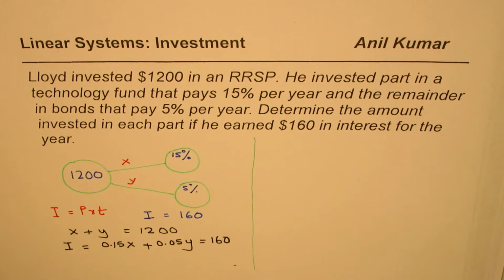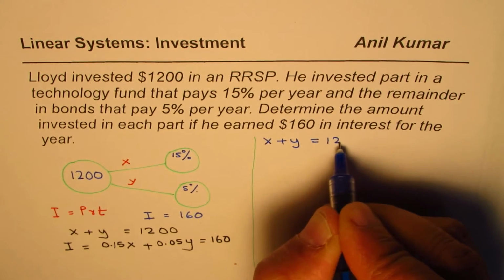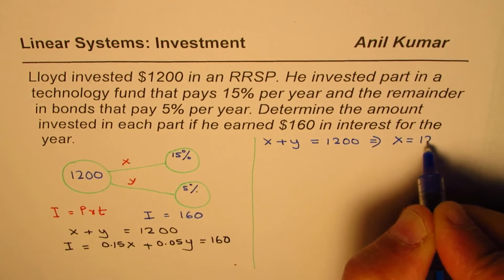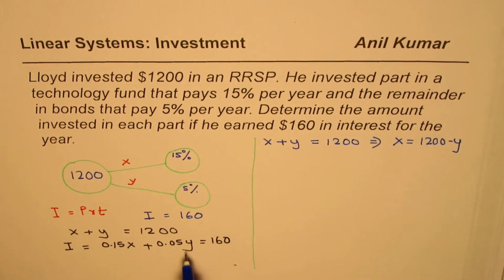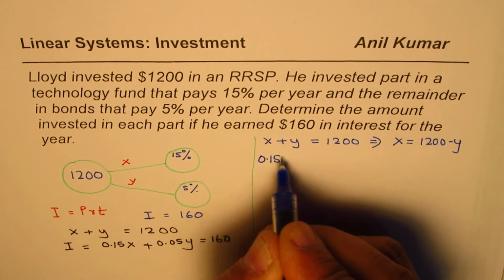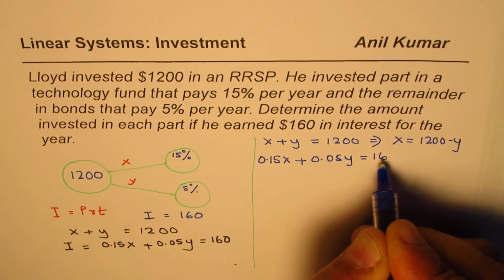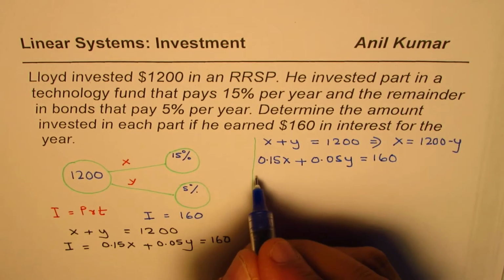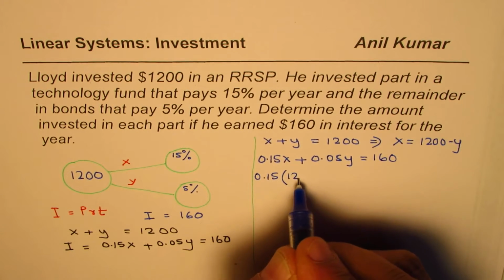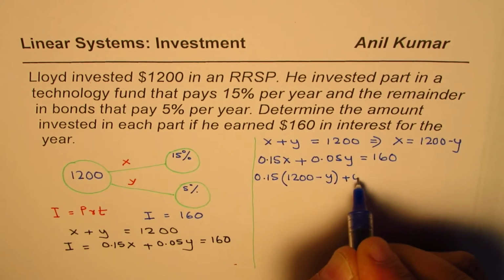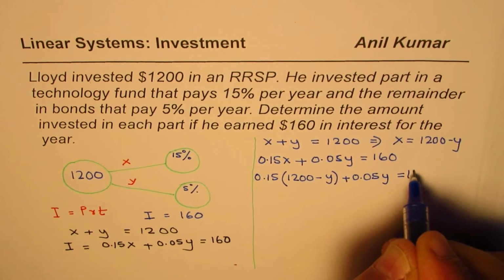Now we have two different equations and we have to solve them. You could adopt the method of substitution or elimination to solve this particular question. Let us use the method of substitution in this case. Since we have X plus Y equals 1,200, we could say X equals 1,200 minus Y. We'll substitute this in the second equation, which is 0.15x plus 0.05y equals 160. Substituting x equals 1200 minus y will give us 0.15 times (1200 minus y) plus 0.05y equals 160, right?